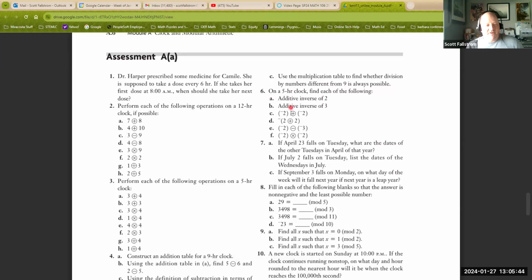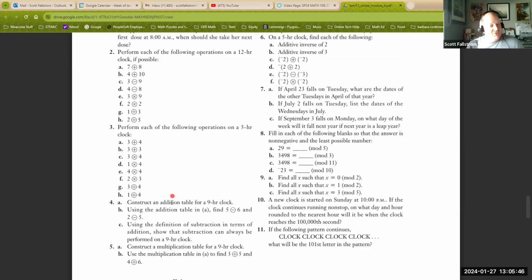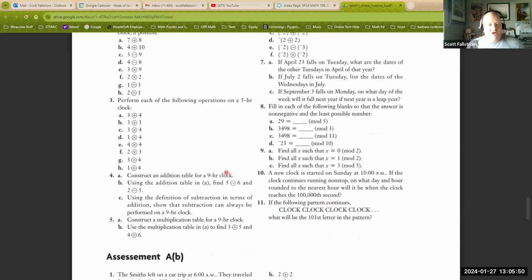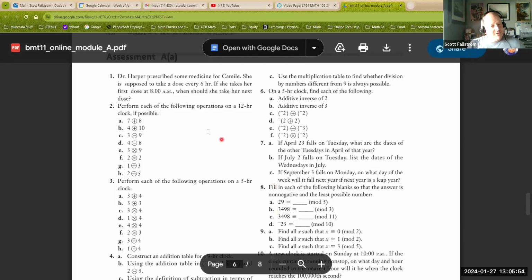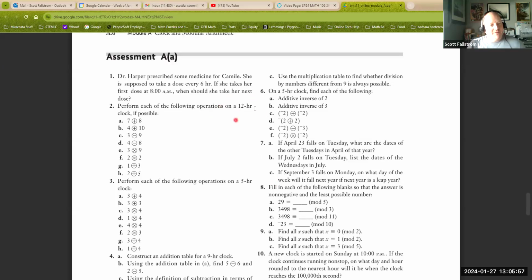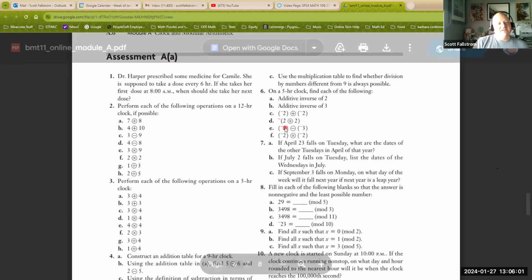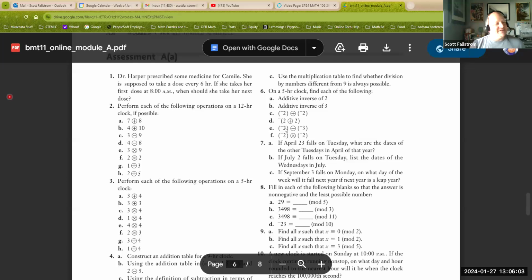All right, so you're going to be doing stuff with a 5 clock. I'm going to ask you to create a 9 clock, like addition, multiplication on a 9 clock. There's a 5 clock. Just remember that you have to be able to do the operation. I'll give you this tip because I know the book didn't push it, but I think it's important.